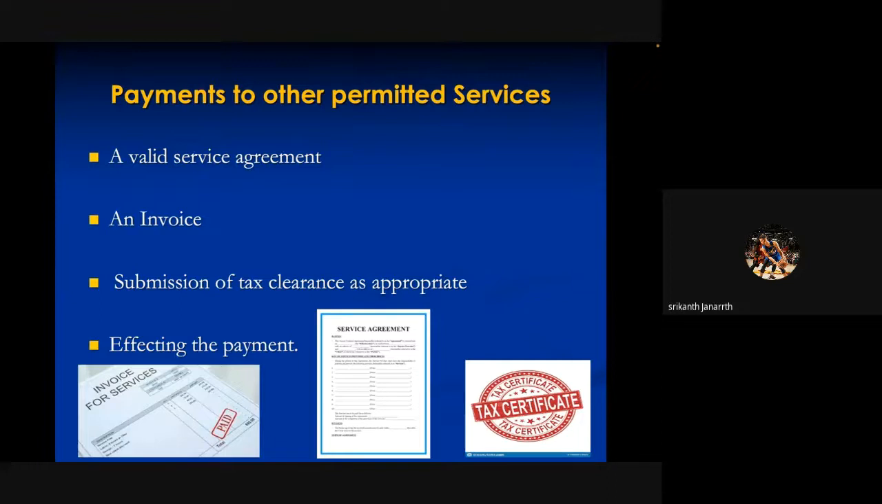Get the invoice. Now approach the Inland Revenue, ask the customer to go to Inland Revenue, get the tax clearance, get the thing done. Then you remit the money. Then you are meeting all the mandatory requirements. Then your transaction is already perfect.